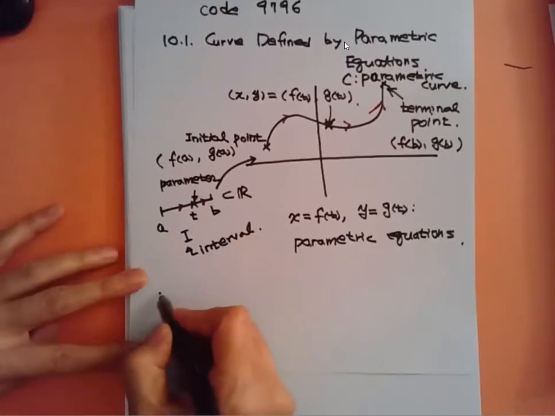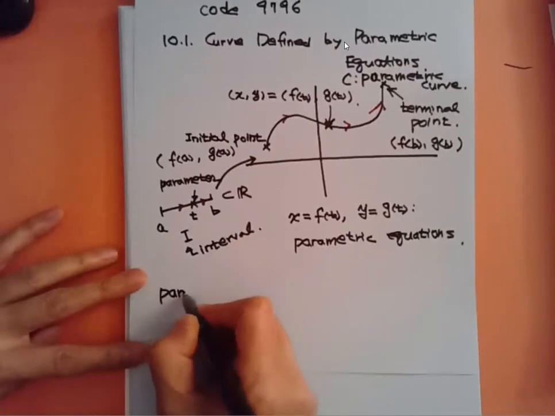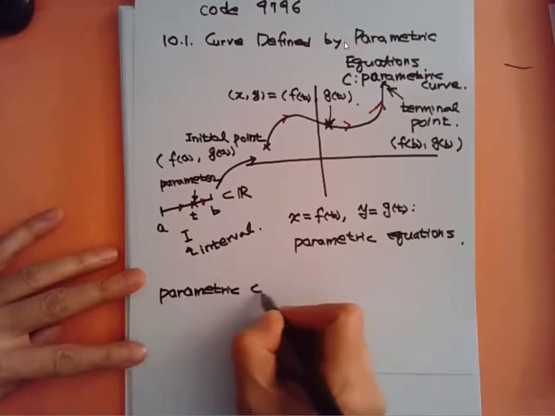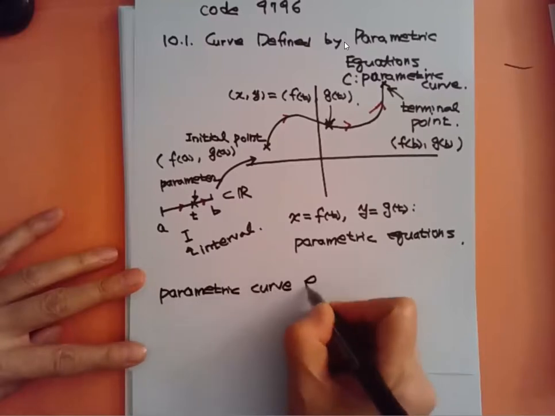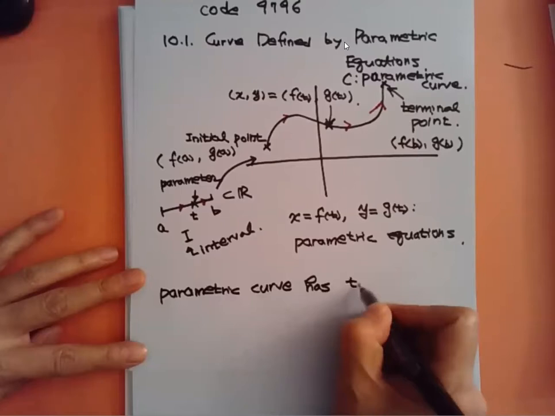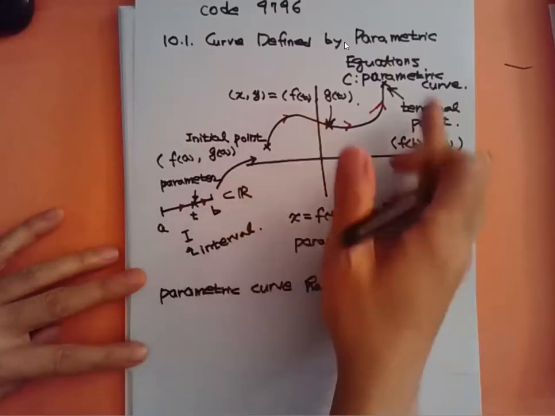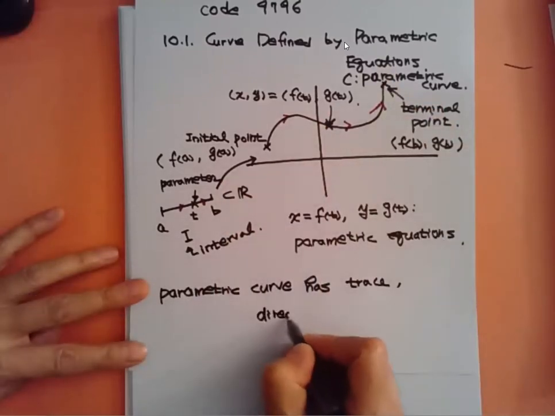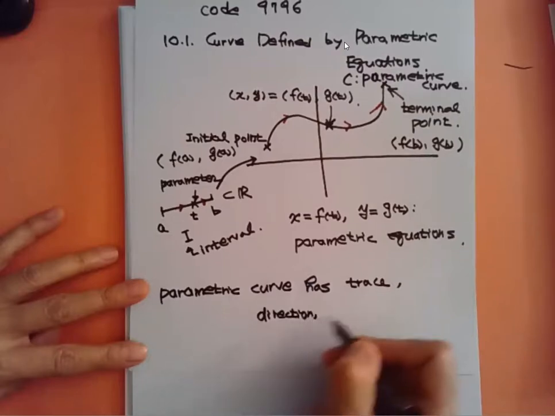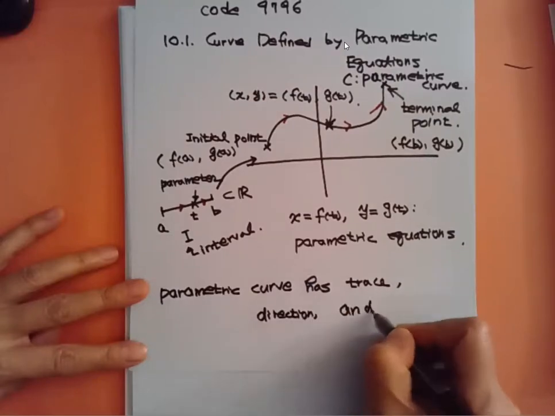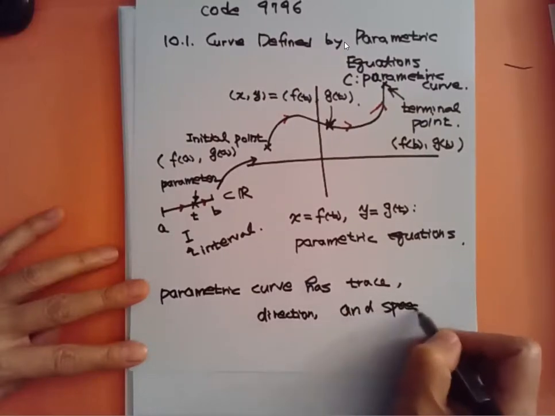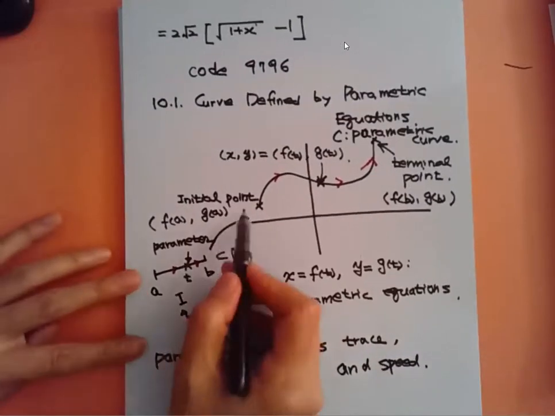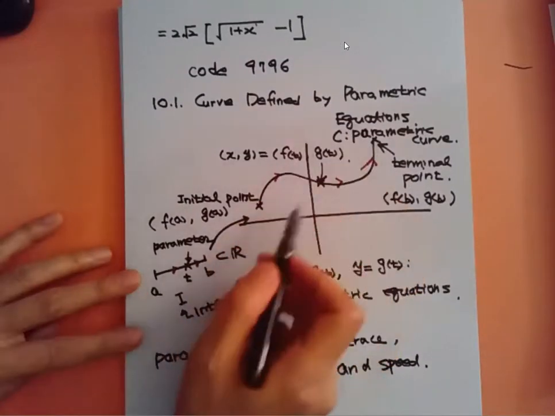So when we consider the parametric curve, it has a trace, that is the image, and direction and speed. The speed means how fast this arrow moves.